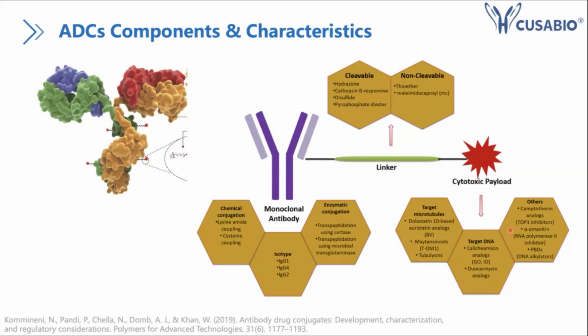And the last part is the cytotoxic payload. Based on the targets, the payloads can be divided into different classes. Right now, the current payloads are usually from natural products or chemically synthesized payloads. So you see, ADC is really complex, and for each part of the ADC, you need to consider a lot of things to make sure it is optimized to balance the efficacy and the safety.